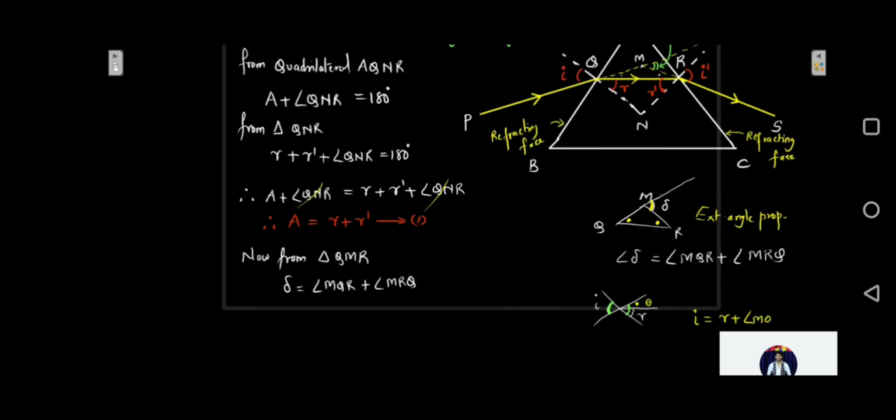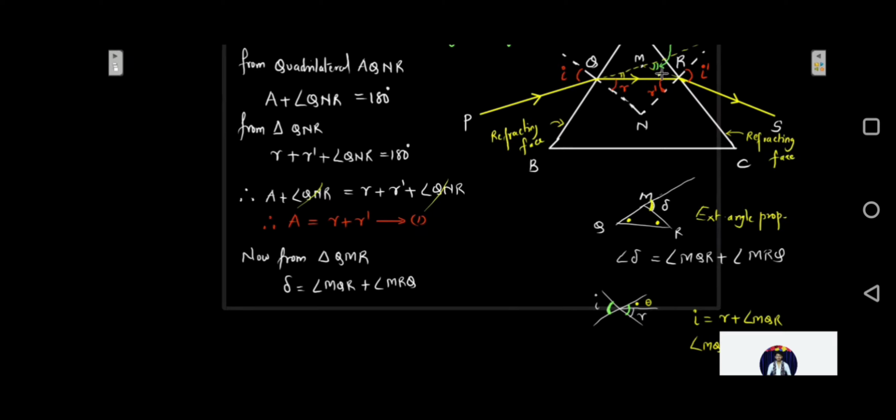Angle MQR plus angle R will be equal to angle I, because both the angles are the same, as they are vertically opposite angles. So angle MQR will be I minus R. This small angle over here is going to be I minus R.